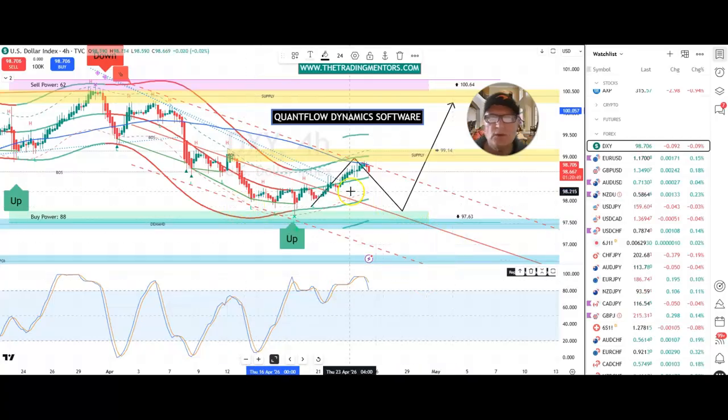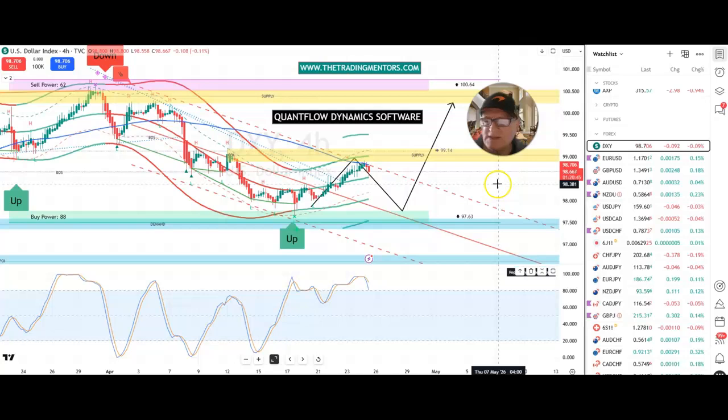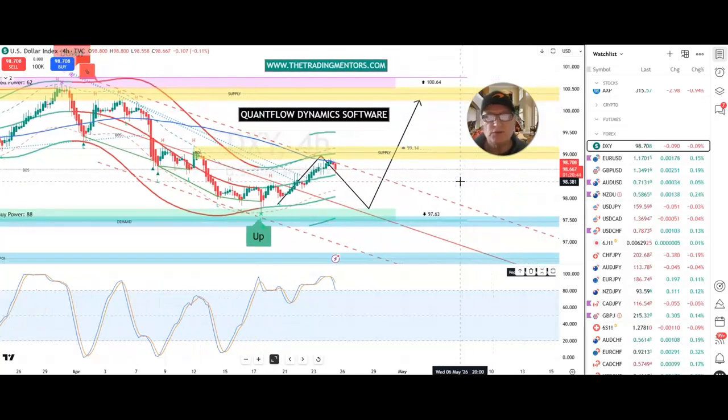So let's go into the QuantFlow Dynamics software on the 4-hour chart, and we'll just have a look around. It won't take very long, but what I will do for you is pop into gold on a 30-minute chart, because there's been some questions in terms of volume and how to use the volume indicators if that's what you'd like to do. So here's the DXY.